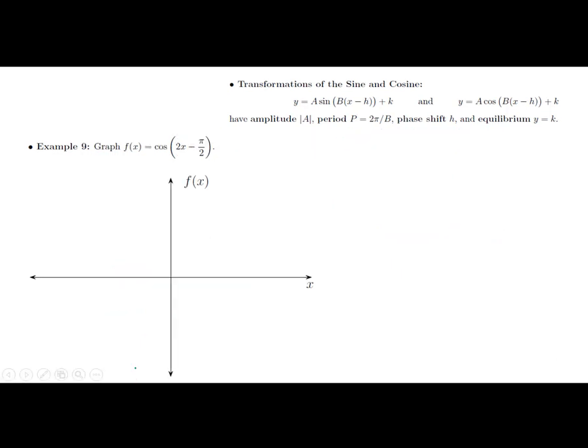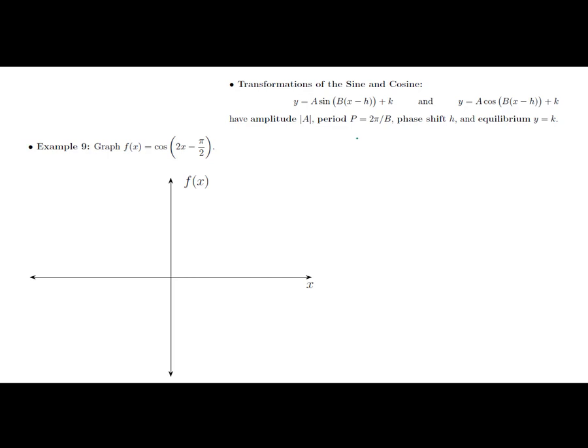So one last example here. Here I've got f of x equals the cosine of 2x minus pi over 2. So here's what I'm talking about, where notice how this is not in this proper form here. I do not have it as b times the quantity x minus h. So we have two options for dealing with this. One is to go ahead and factor out what's inside the argument there.